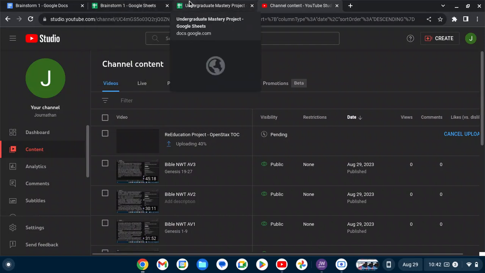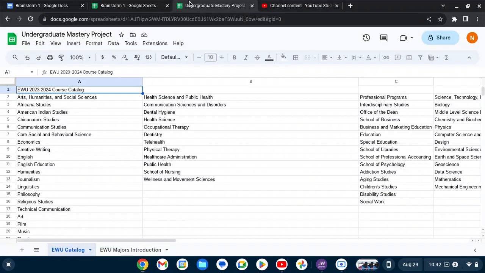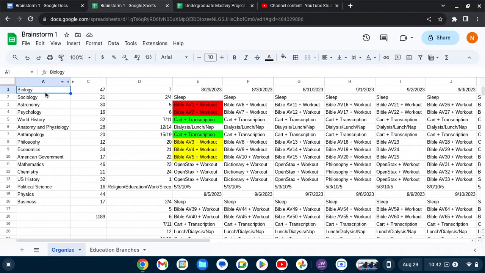So this is the ReEducation project, book one, biology.